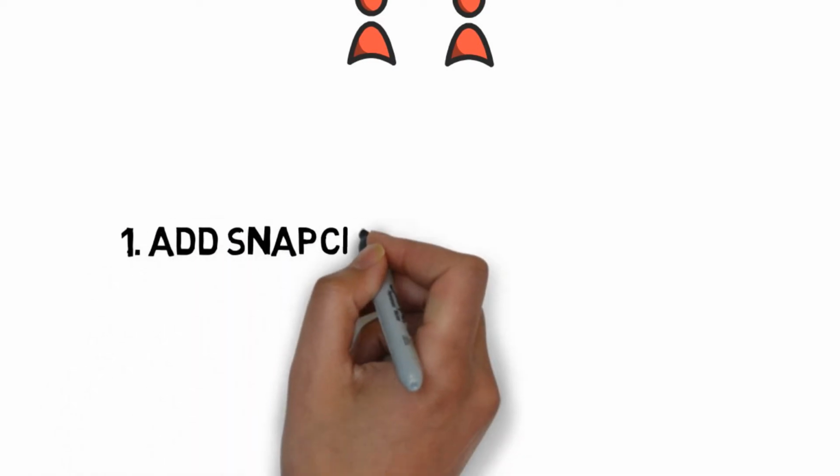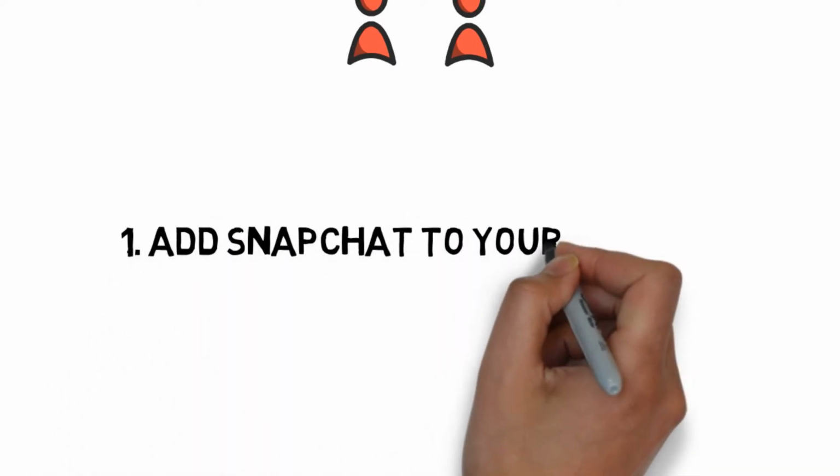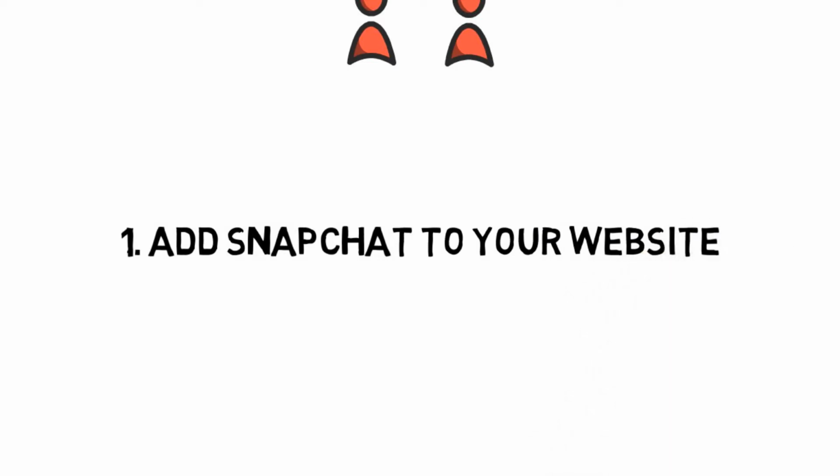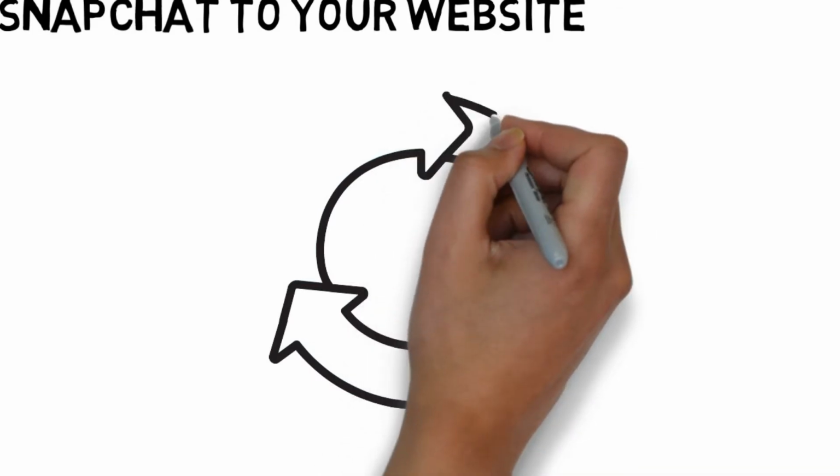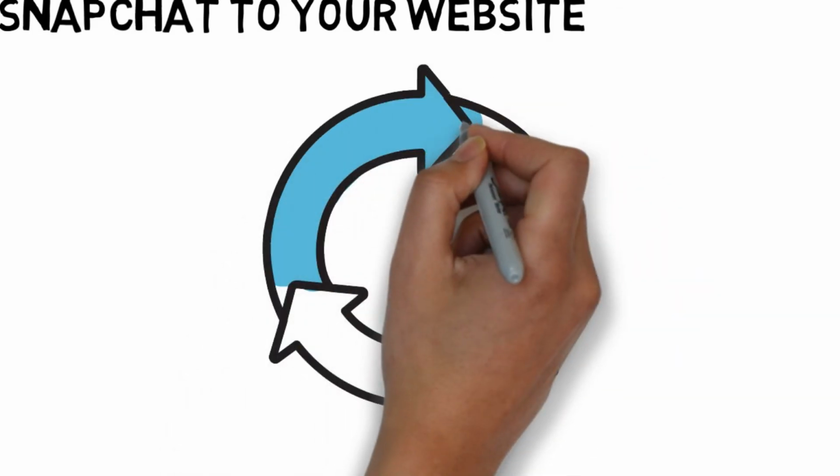1. Add Snapchat to your website. You should add a link to Snapchat on the sidebar or below the content. Some visitors will be interested in following you on Snapchat or other platforms. You should of course cross-promote your website on Snapchat as well.